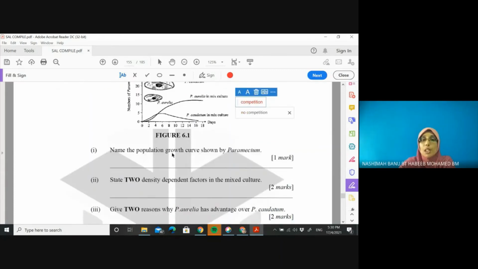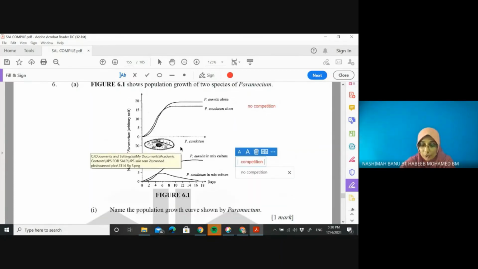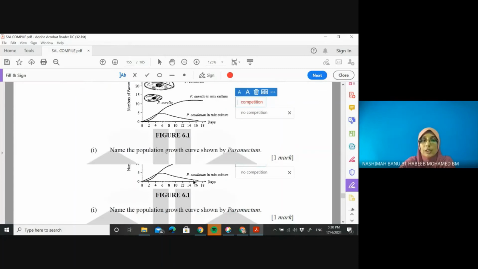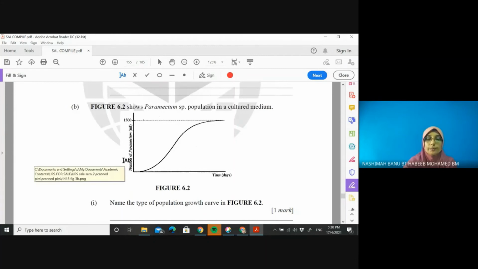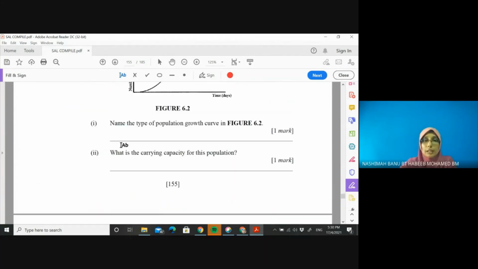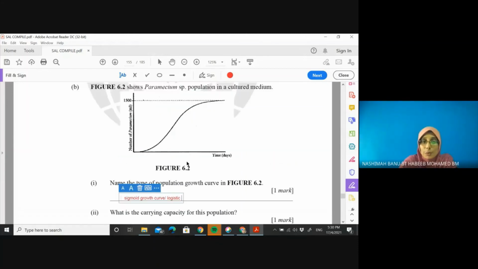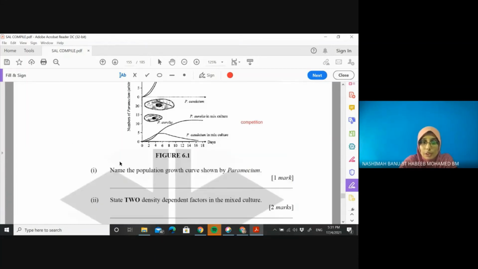Okay. Name the population growth curve. Tengok, apa population growth curve ni? Dan kita nampak dia adalah S-shape. Kat sini walaupun tak berapa S-shape tapi still ada. So this one is known as sigmoid growth. Ataupun nama common dia logistic. What is the carrying capacity for this population? Saya terlompat. Sorry. Okay, name the population dekat sini lah sigmoid.